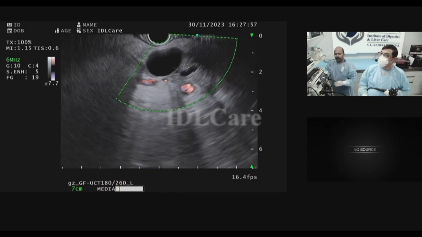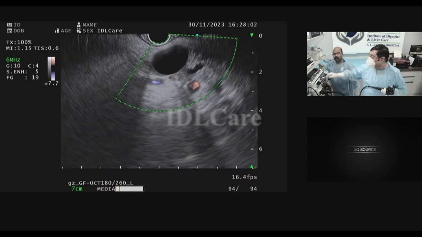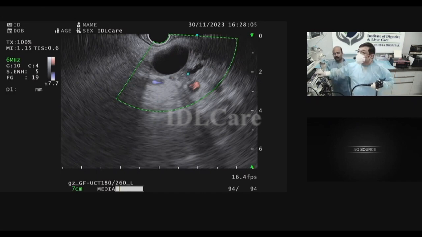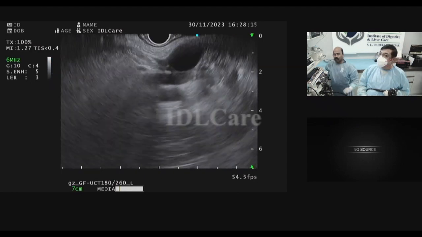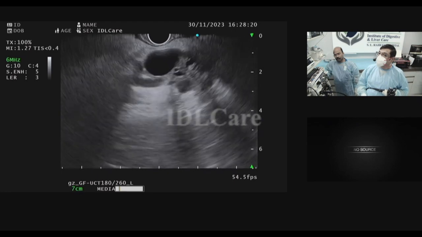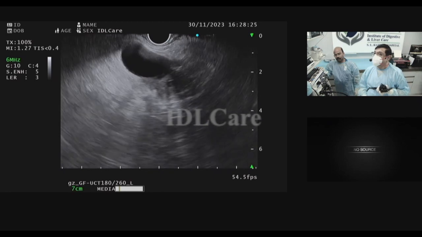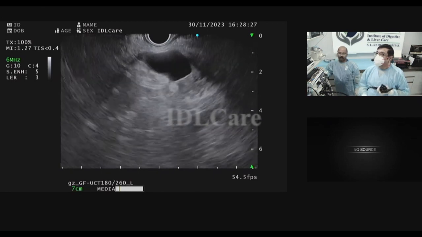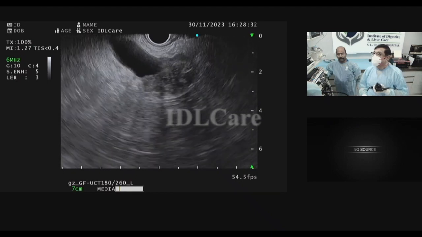So you see the pancreatic duct is just below that. There, freeze. And it looks dilated. 3.5. So it is mildly dilated. Looks wise, it looks like a serous cyst, but we don't know. See there, the pancreatic duct is dilated beyond. Turn clockwise again. Look at the rest of the pancreas. Turn clockwise.